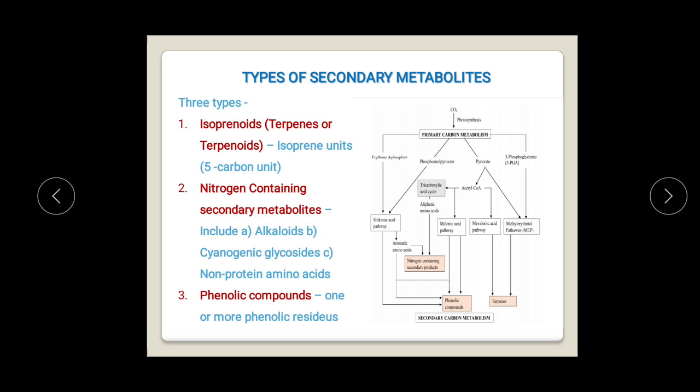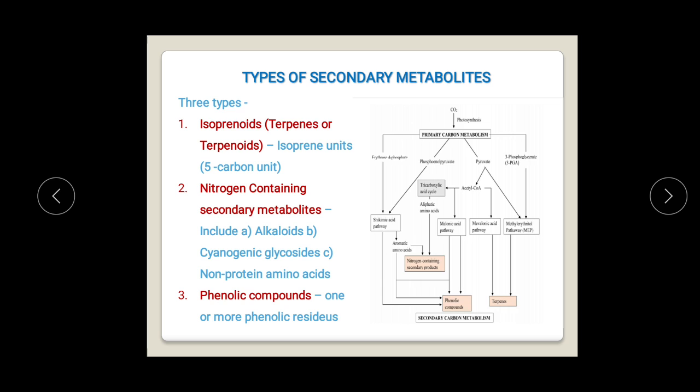The examples include the tannins, lignins, then the flavonoids, which give the characteristic colors to the flowers of the plants, which are important to attract animals for pollination, such as honey bees. Okay, and other insects are attracted towards these attractive colors of the flowers, and these colors are due to the flavonoids. Then ferulic acid, salicylic acid, coumarins, these are the examples of the phenolic compounds.